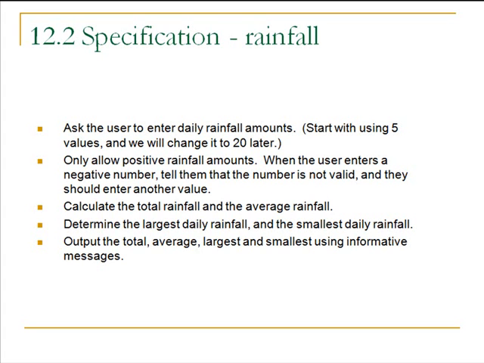This should be familiar from a previous segment. And we're going to determine the largest daily rainfall and the smallest daily rainfall. That's also a familiar specification, but now they're all coming in one. And we're going to output the total, the average, the largest, and the smallest using some informative messages. So this starts to get fairly complicated. I don't want to try and get my head around all of this at once.